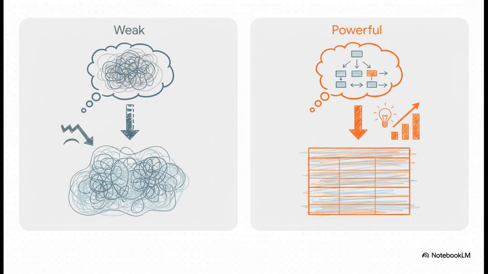I mean, look at this. The difference is just night and day. On the left, you have this vague wish about prompt design, which, let's be honest, is going to get you a generic rambling essay. But on the right, that's a precise command. It results in something targeted, structured, and something you can actually use right away. The key takeaway here is super simple but incredibly important. The quality of the AI's answer is a direct reflection of the quality of your prompt.